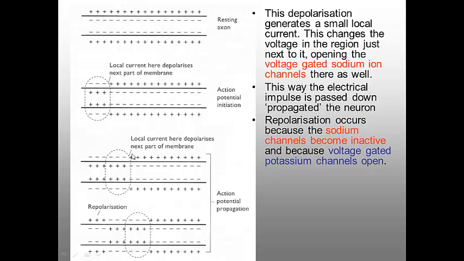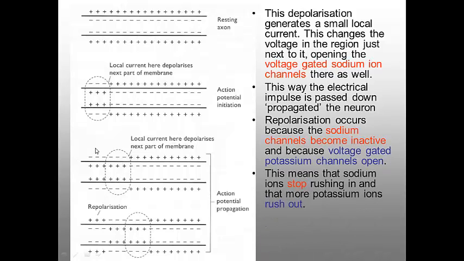Then it will all become depolarized, and we are pushing our action potential down the neuron. And see, we've pushed it. We've started off here, it's got to here, and now it's going to there at the bottom. Well, what happens behind the action potential? That's the next important thing.